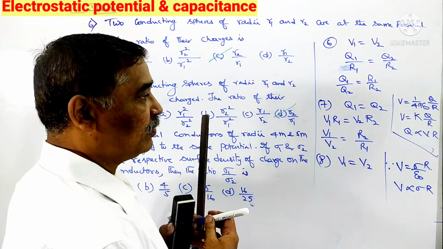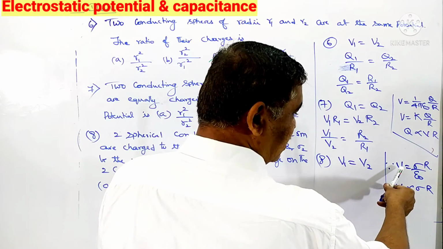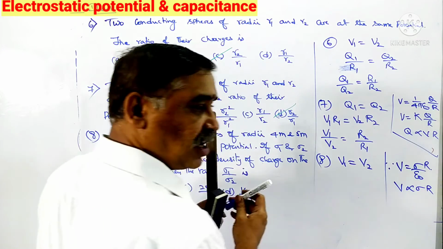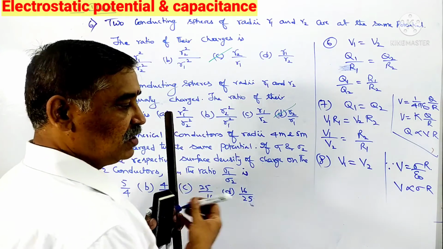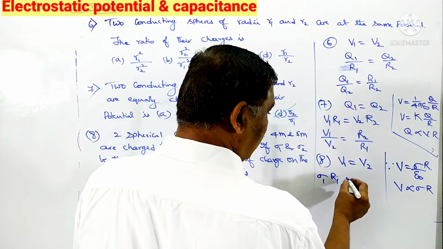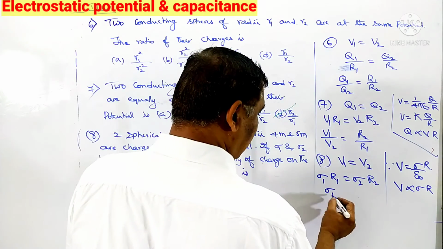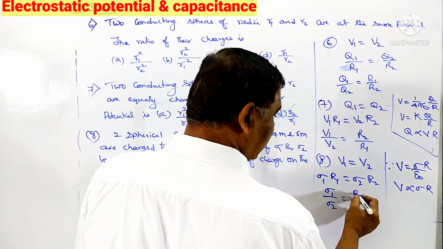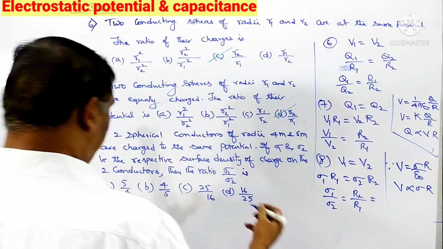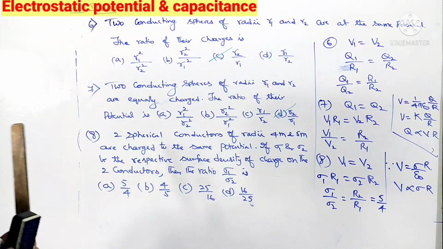V is equal to 1 by 4 pi epsilon naught Q by R. A little bit of adjustment takes that equation to this format. V is equal to sigma by epsilon naught times distance, that is radius here. So V is proportional to sigma R. I write this as sigma 1 R1 is equal to sigma 2 R2. I want sigma 1 by sigma 2. Sigma 1 by sigma 2 is R2 by R1. This is equal to R2, which is given as 5, R1 is given as 4, so 5 by 4. The answer is option A.